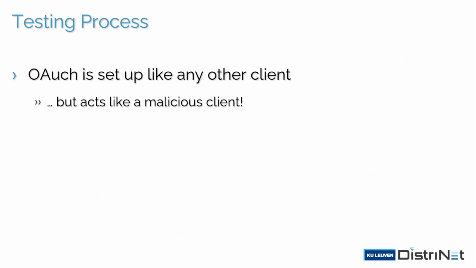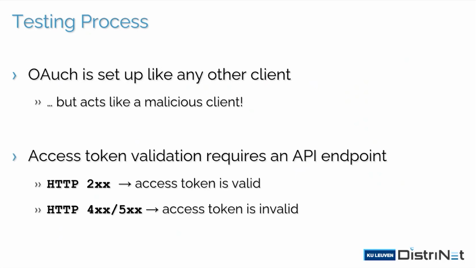So it acts like a normal client. It also needs access to some kind of API. Why is that? Because at some points, we need to be able to know whether an access token is valid. So how do you know if an access token is valid? Well, there are two choices. You can use an OAuth introspection protocol, which is a protocol where you can ask questions about an access token. So you could ask the authorization server, is this access token valid? The problem is that almost no one implements this protocol, so we could use it, but then we would miss out on all these implementations that don't support it.